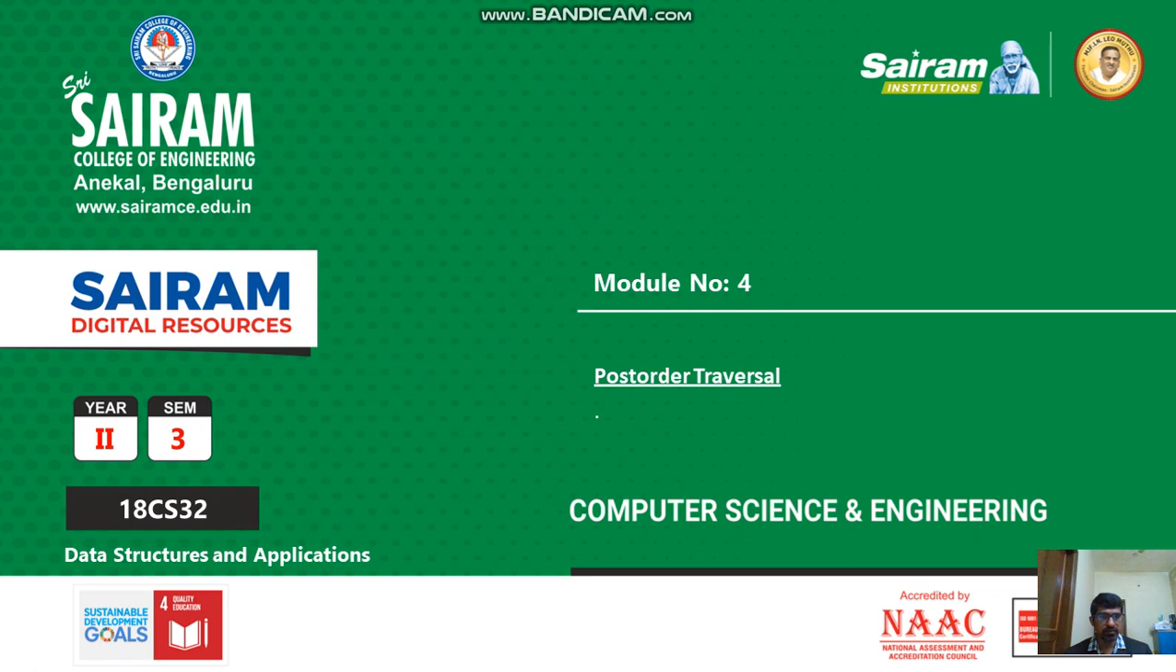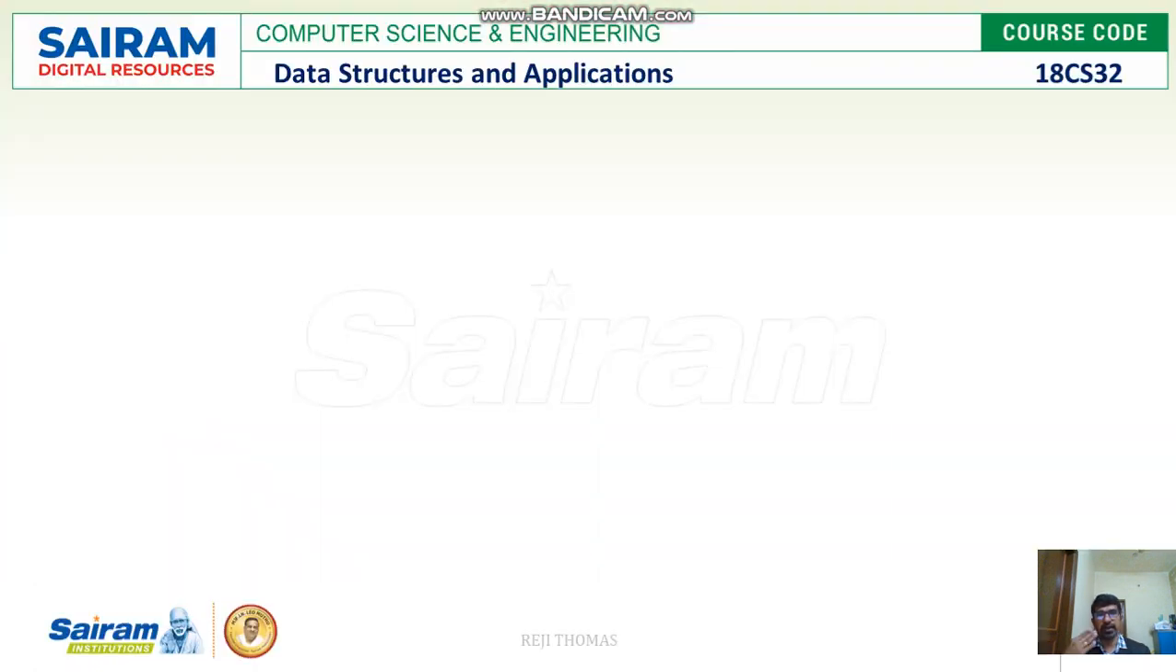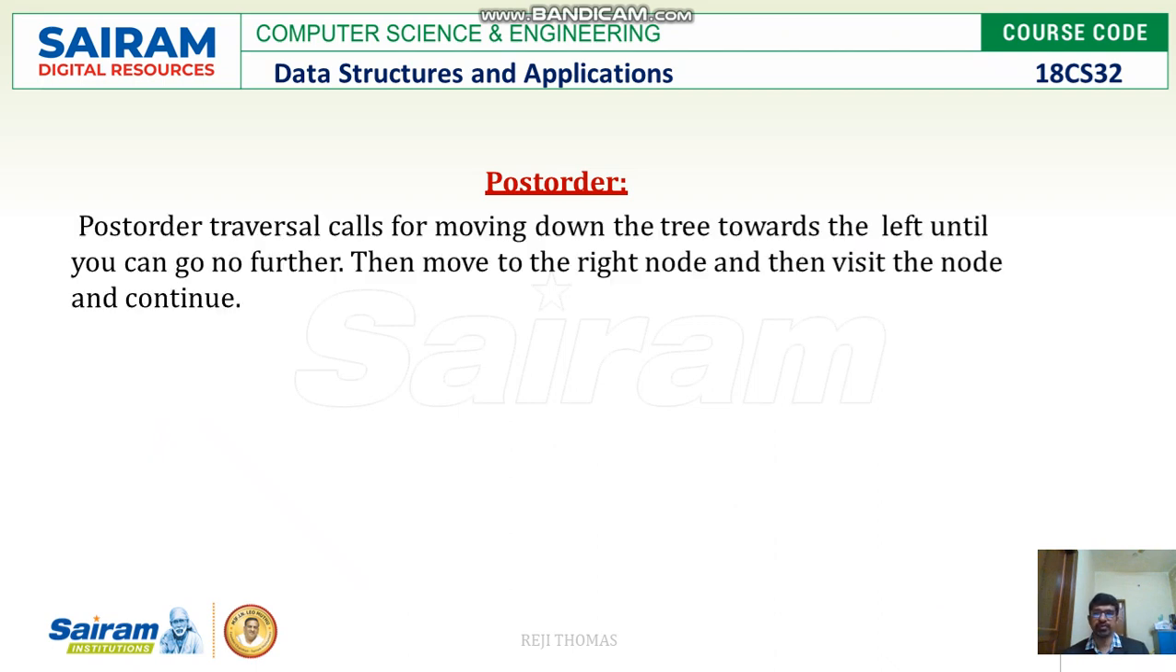What is in-order? In-order is you have to visit the left, then the root, then the right. If it is pre-order, you visit the root first, then the left child, then the right side. So let us see the difference between in-order, pre-order and post-order. But before that, let us see what post-order is.